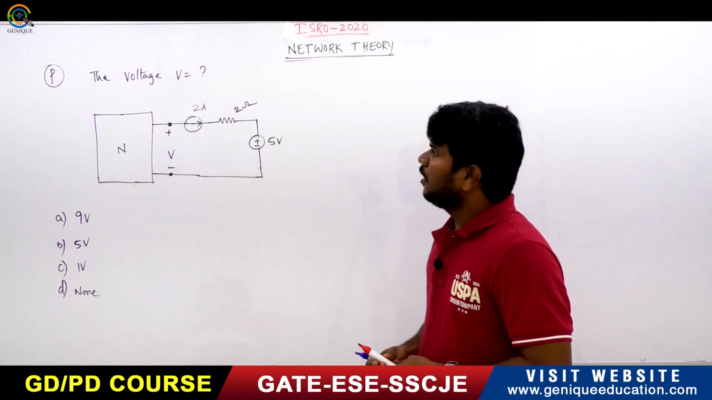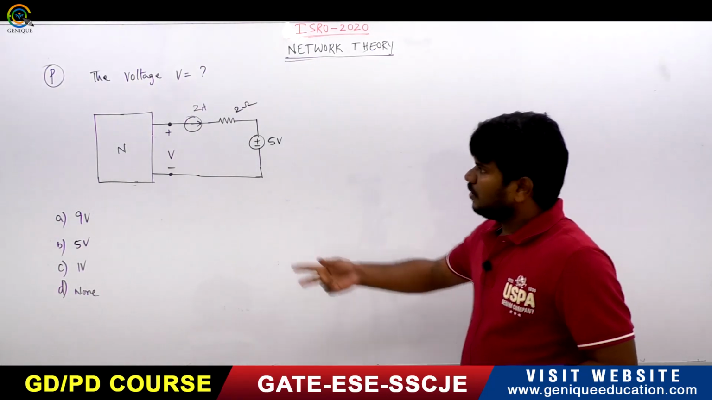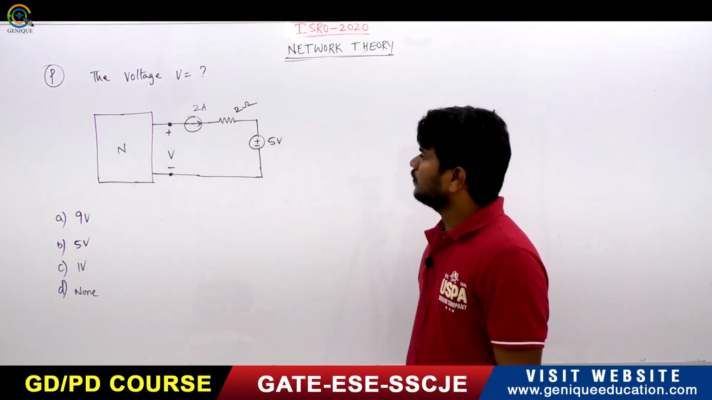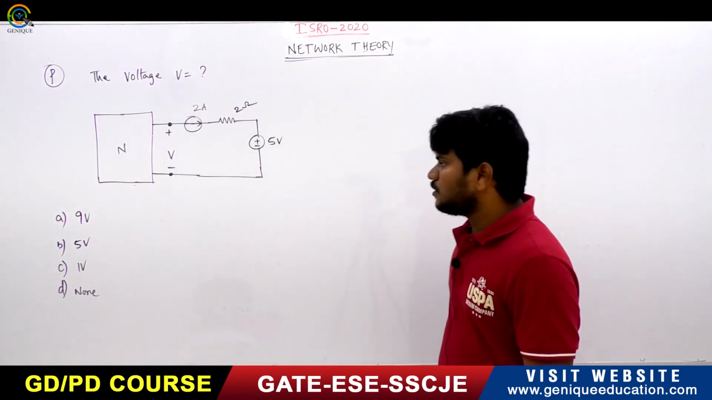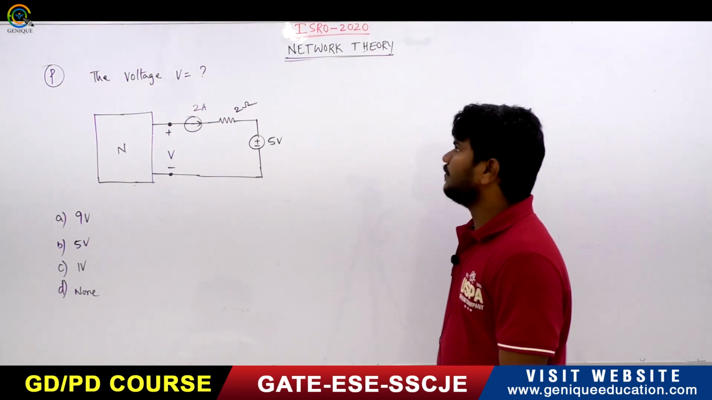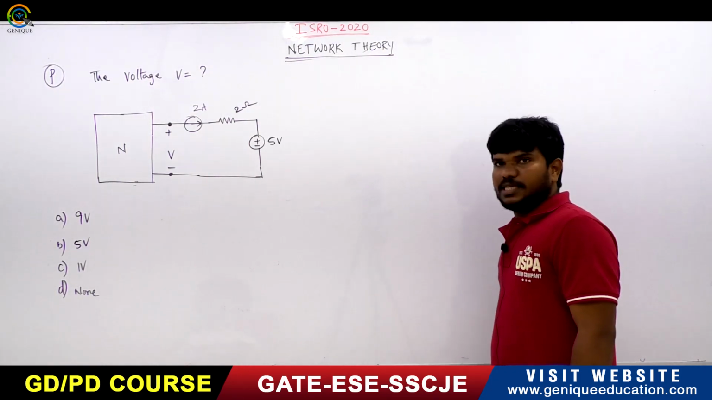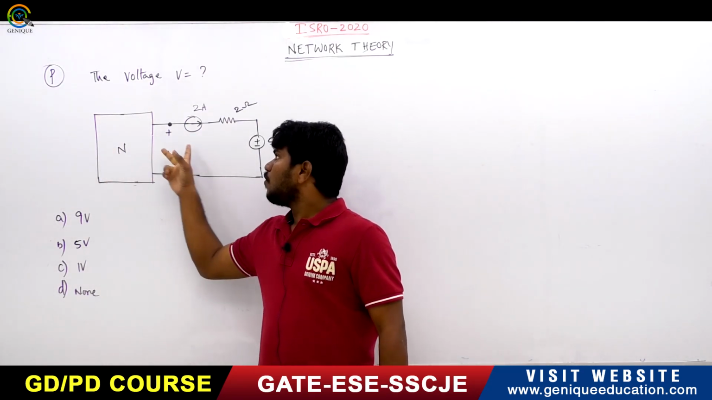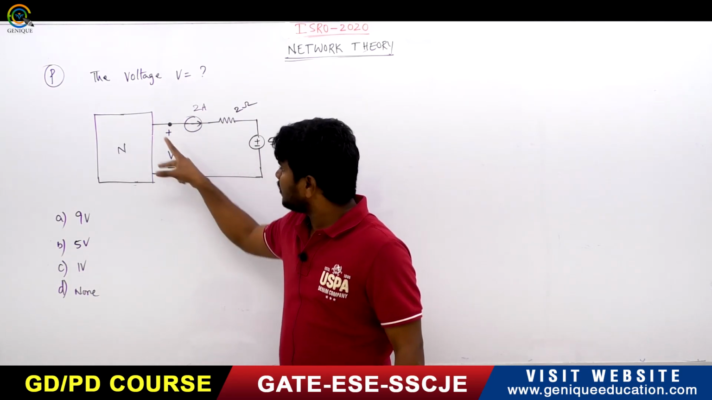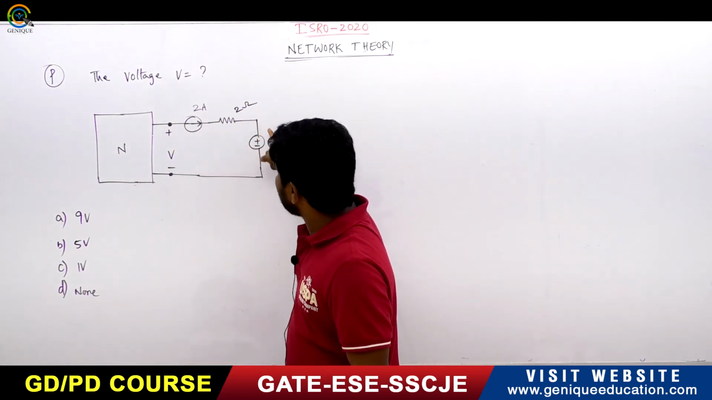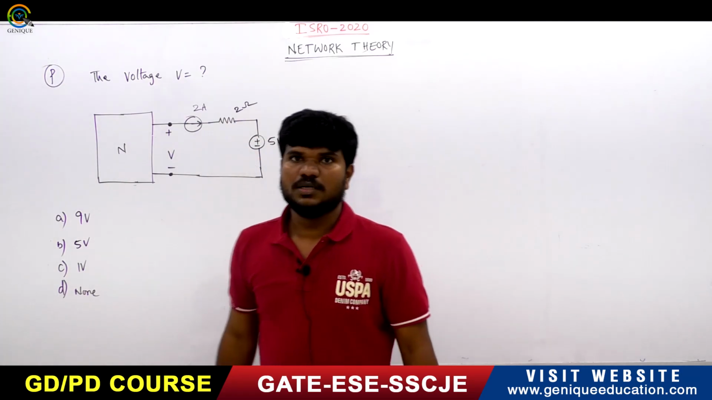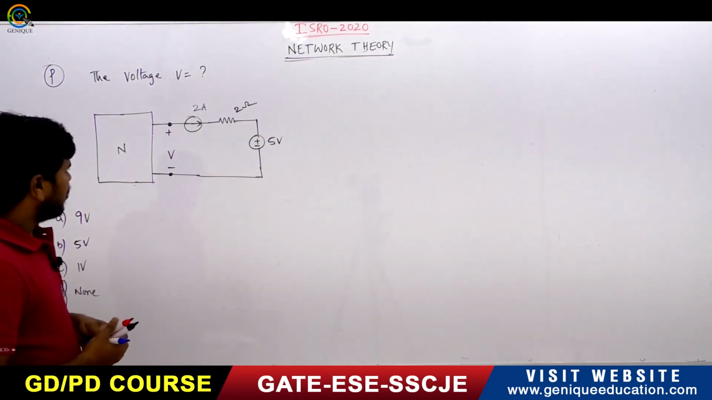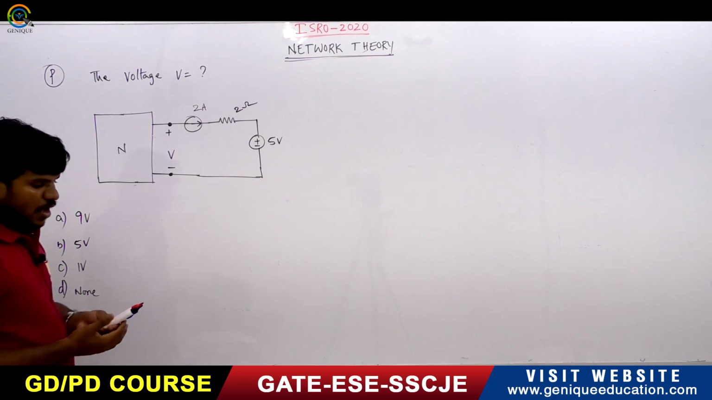Very conceptual question. If you observe this, find the voltage V in the given network. The options given are 9 volts, 5 volts, 1 volt, and none of the above. So how can you approach this? One network is given, and we have to find the voltage across the terminals of this network, and the network is extended by these extra elements. There is one current source, a 2 ohm resistor and a 5 ohm resistor. So how can we find the voltage?